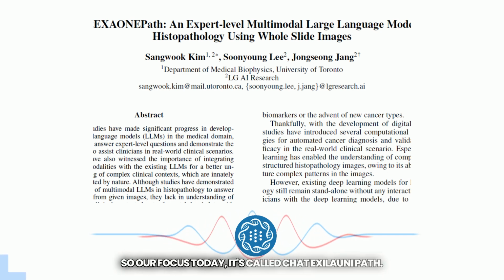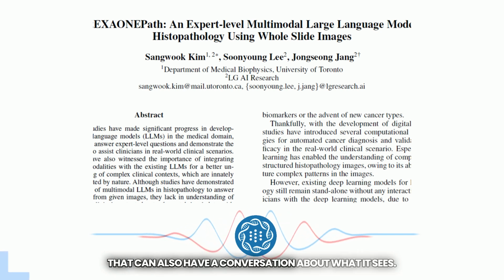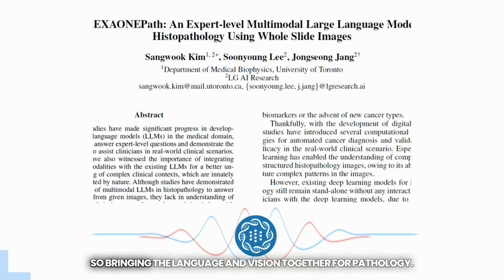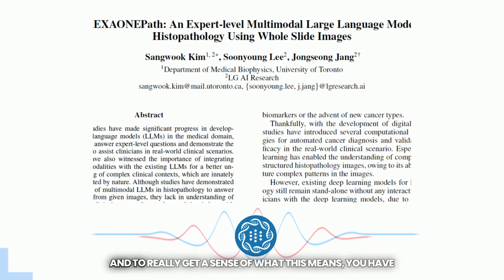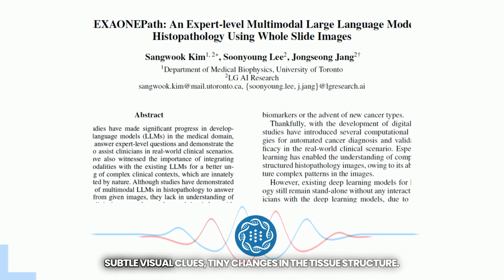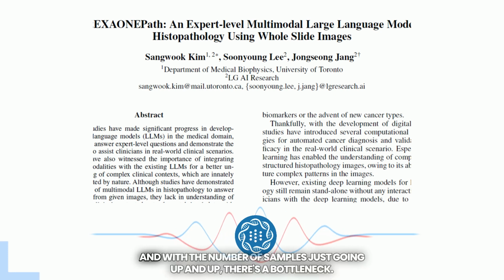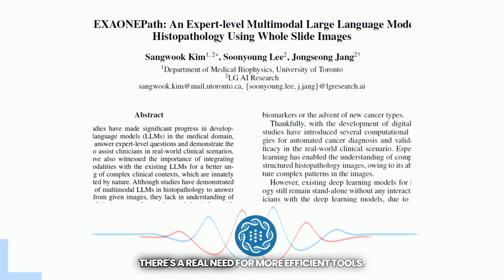So our focus today, it's called ChatEXAONEPath. It aims to bridge this gap, creating a visually aware AI that can also have a conversation about what it sees. Interesting. So bringing the language and vision together for pathology. Exactly. And to really get a sense of what this means, you have to remember pathologists are looking for these incredibly subtle visual clues, tiny changes in the tissue structure. It's incredibly resource intensive. And with the number of samples just going up and up, there's a bottleneck. There really is. There's a real need for more efficient tools.